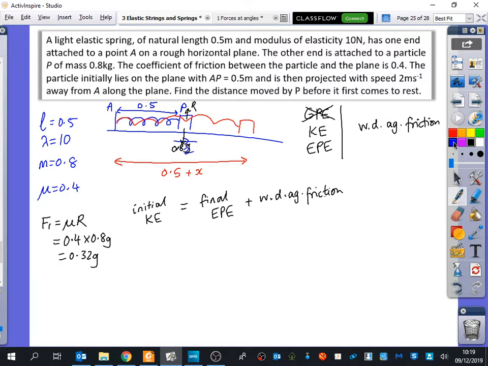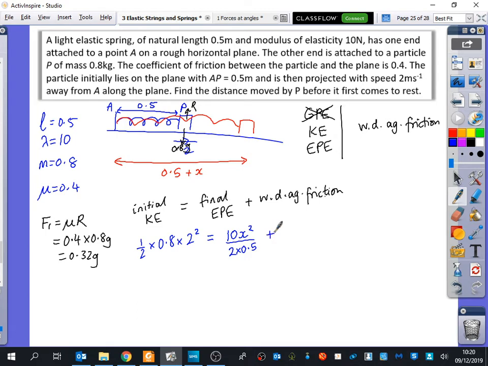The initial kinetic energy, what's the initial kinetic energy? Half times m times 2 squared. I think we've had the same speed in all of them. The elastic potential energy will be lambda x squared over 2L. The reason I take it slowly like this is because often this is the bit the examiners are looking for, and then you can do some simplifying afterwards.